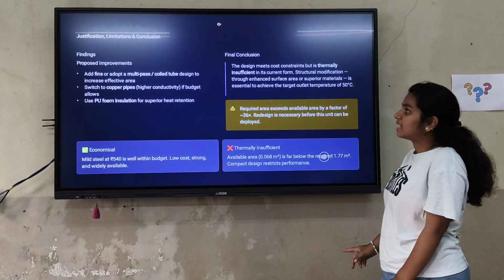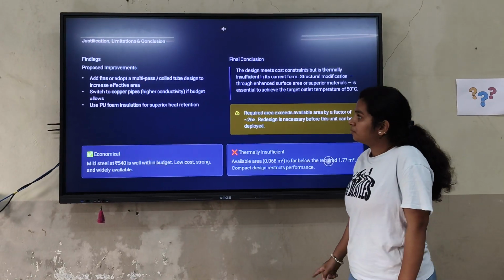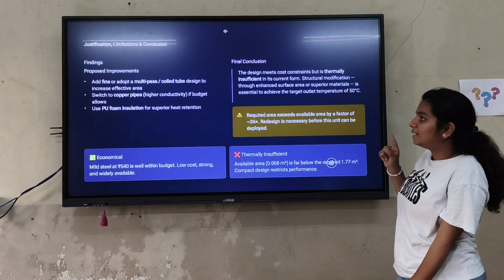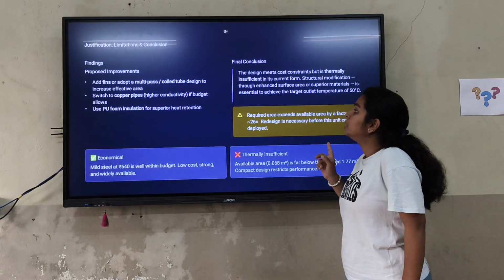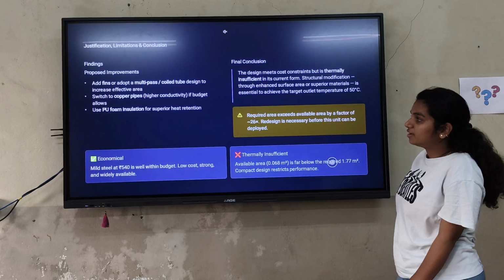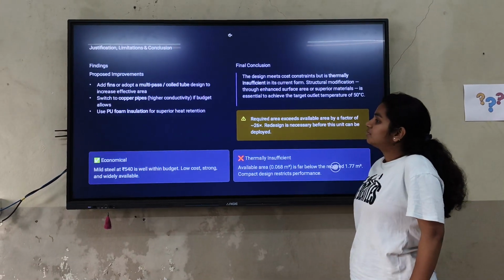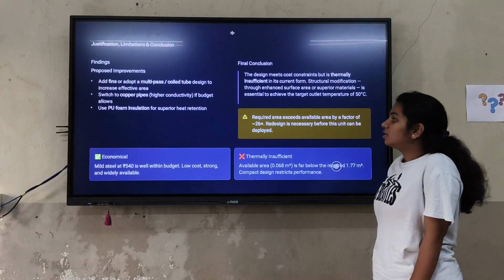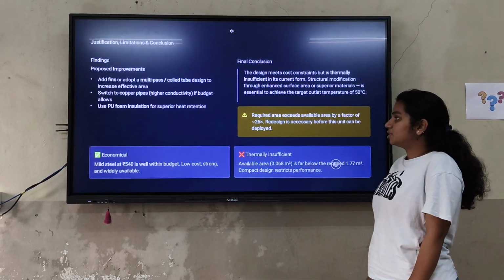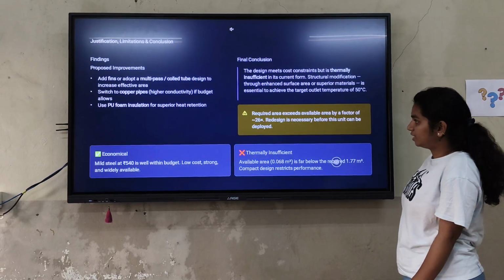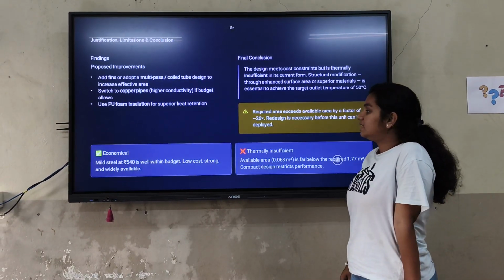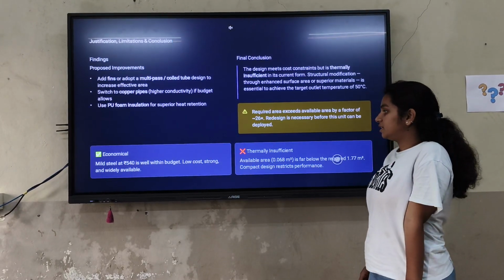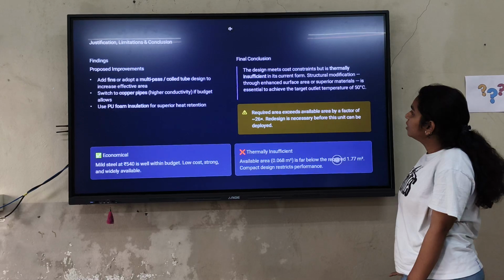Justification, limitations, and conclusion. Proposed improvements: add fins and adopt a multi-pass or coil tube design to increase effective area. Switch to copper pipes, with higher conductivity, if budget allows. Use PU foam insulation for superior heat retention. Mild steel at rupees 540 is well within budget, low cost, strong and widely available.